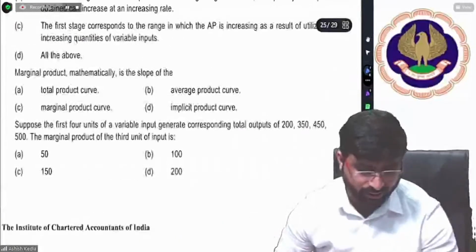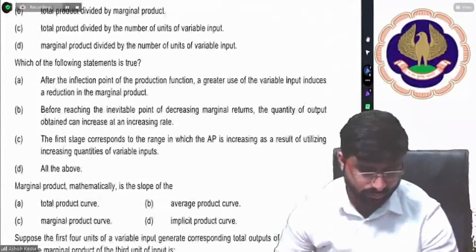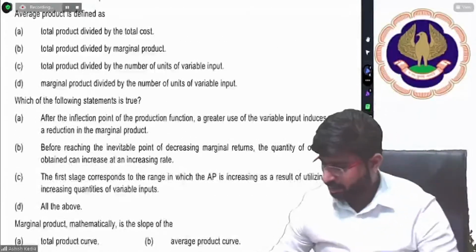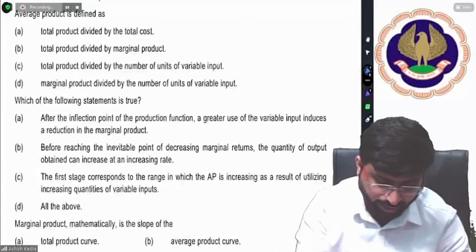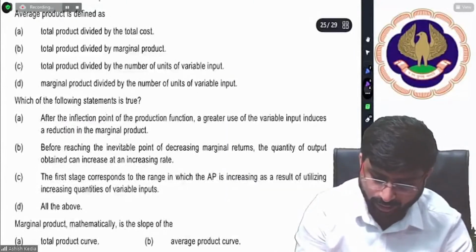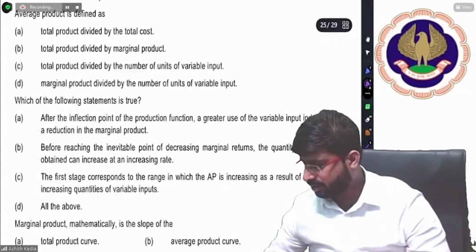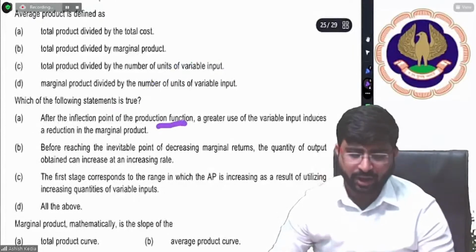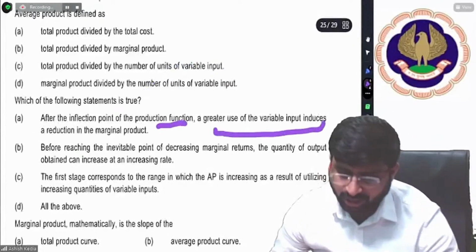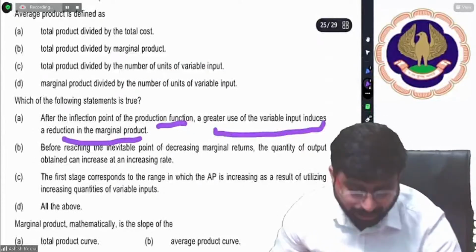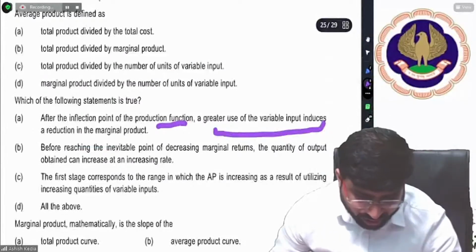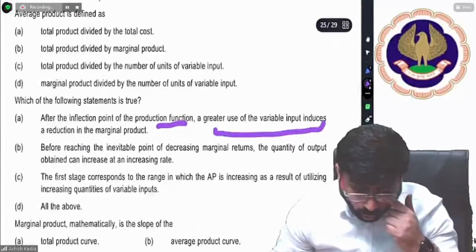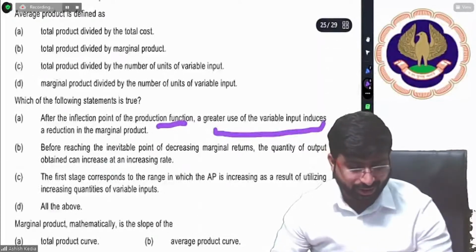See, now pay attention, guys. This one, a slide from production, but a good one. Good question from production. Please answer me this. After the inflection point of the production function, a greater use of variable input induces a reduction in the marginal product. Before reaching the inevitable point of decreasing marginal returns, the quantity of output obtained can increase at an increasing rate.